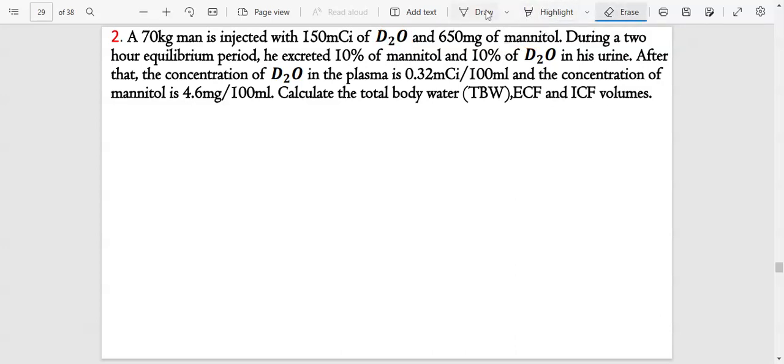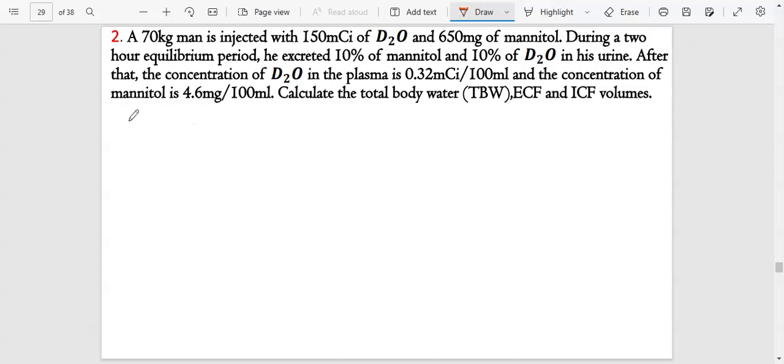During a 2-hour equilibrium period, he excreted 10% of mannitol and 10% of D2O in his urine. After that, the concentration of D2O in the plasma is 0.32 millicurie per 100 mL, and the concentration of mannitol is 4.6 milligrams per 100 mL. We want to calculate the total body water, ECF, and ICF volume.